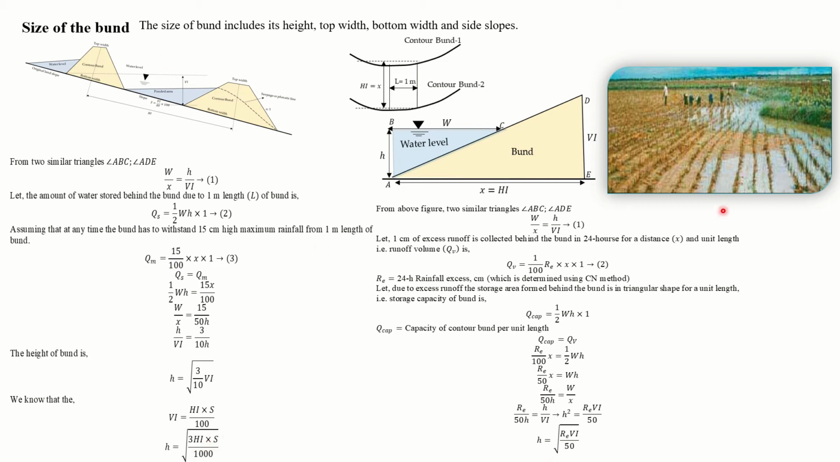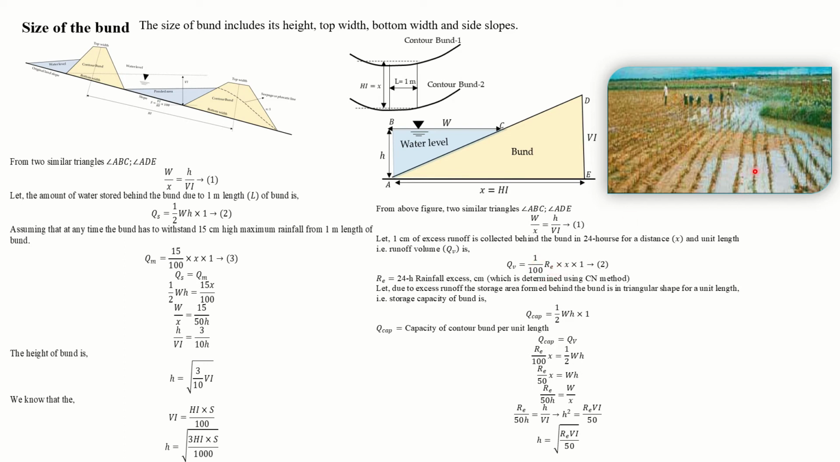Let us see another formula due to excess rainfall. Now assume the condition w by x equals height by vertical interval. Similar condition I am assuming. Let 1 centimeter of excess runoff be collected behind the bund. Here 15 centimeter of water was stored, but now let us see only 1 centimeter, that is 1 centimeter of rainfall excess water collected.